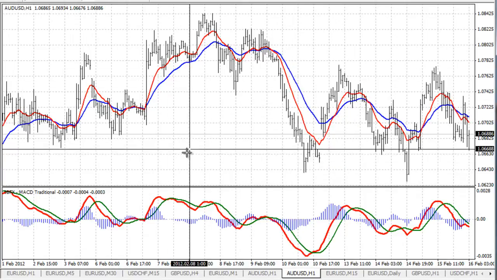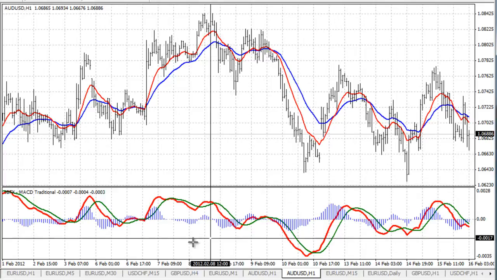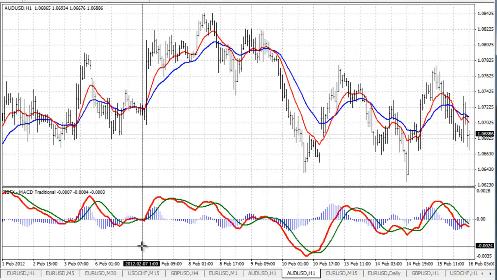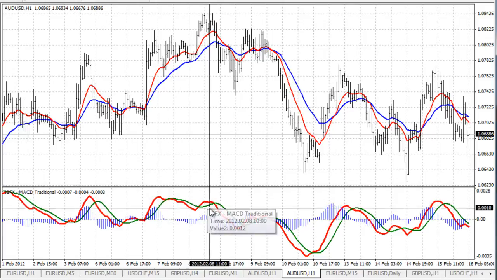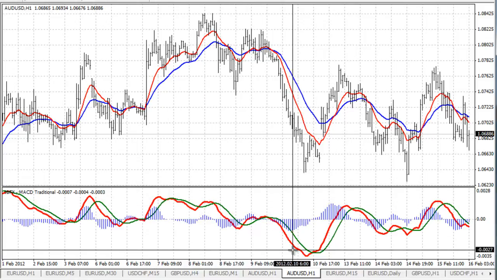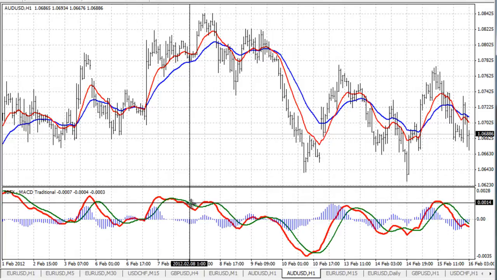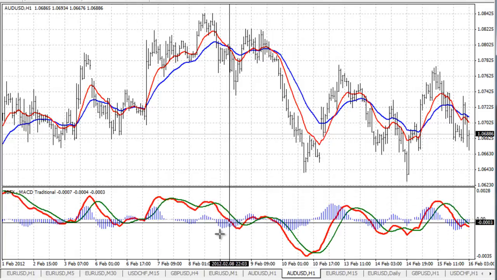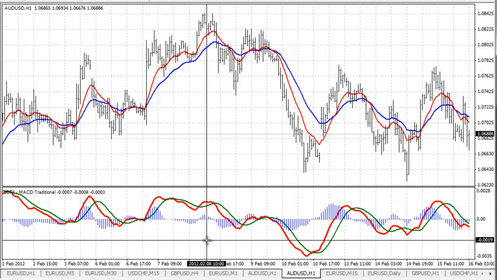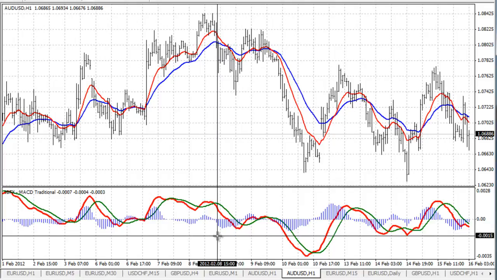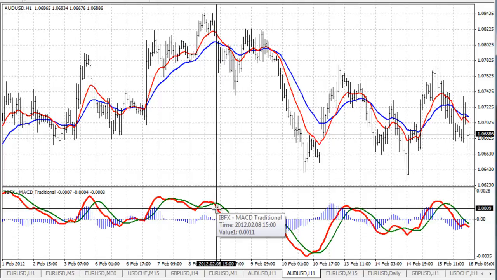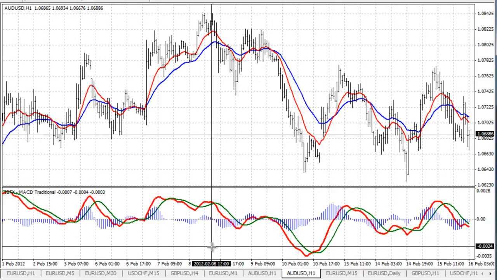Now this time on the MACD Traditional indicator, it's actually this thick red line that is the MACD indicator itself. The green line is again the signal line, so that's the 9-period simple moving average of the MACD. This time the histogram actually represents the difference between the MACD and the signal line.